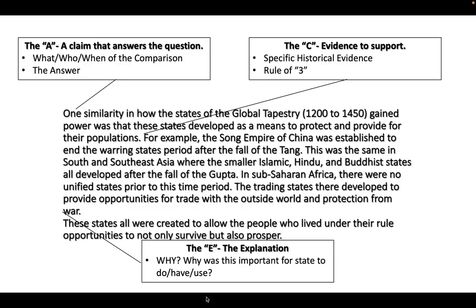That's explaining why these states developed, because these states gave the opportunity. So again, as I take notes of this, make sure I understand what the main components of each area are, the A, the C, and the E, but also how they come together not only to answer, but also to prove the answer correct.